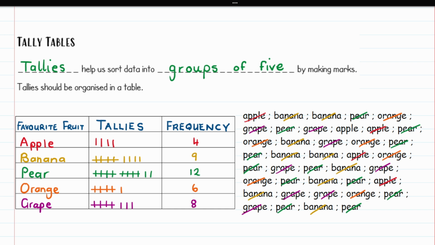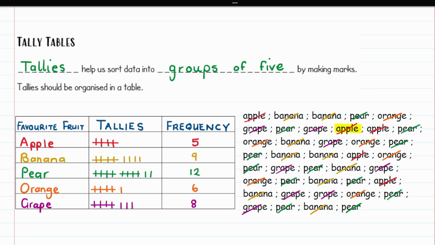Always check that you haven't missed any data by totaling your frequency and then counting your numbers. My frequency, when added up, gives me 39. But if I were to count the data, I should have 40. Here I can see that I've missed out one of the apples. So now I can just adjust my answers and my frequency will match the data provided.